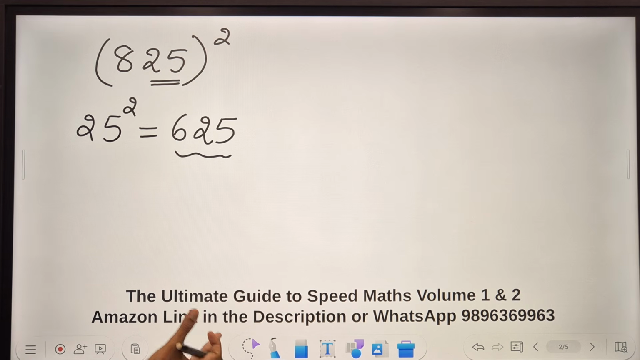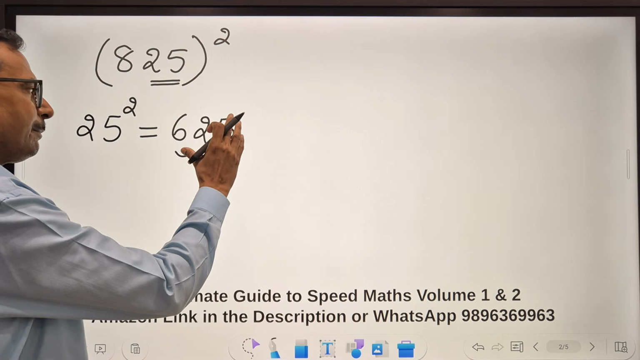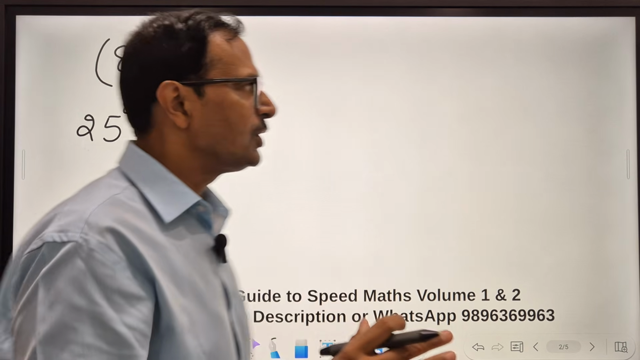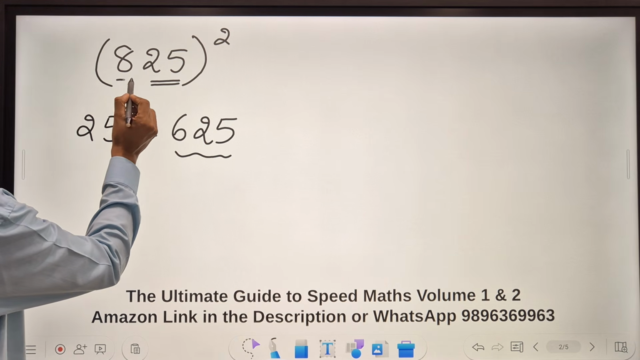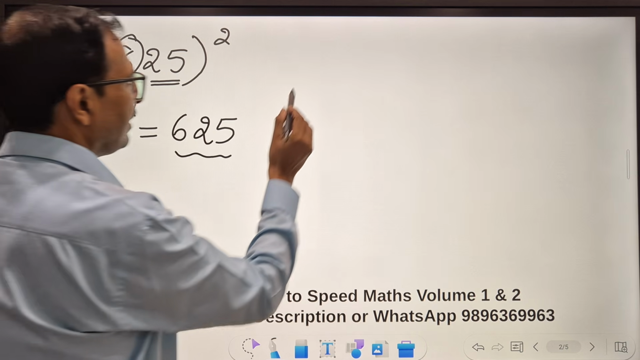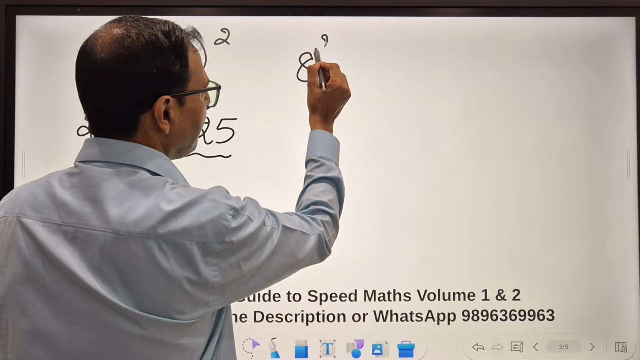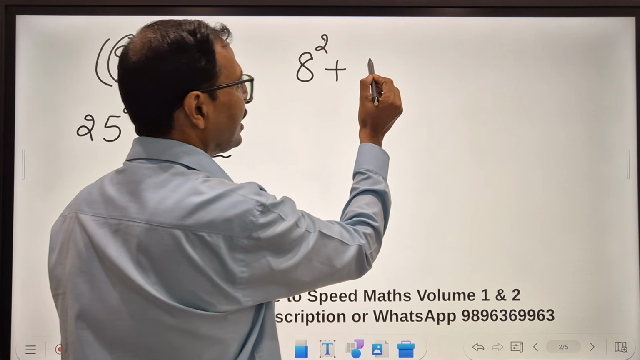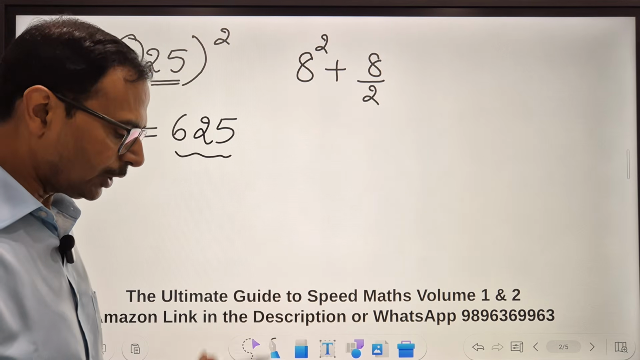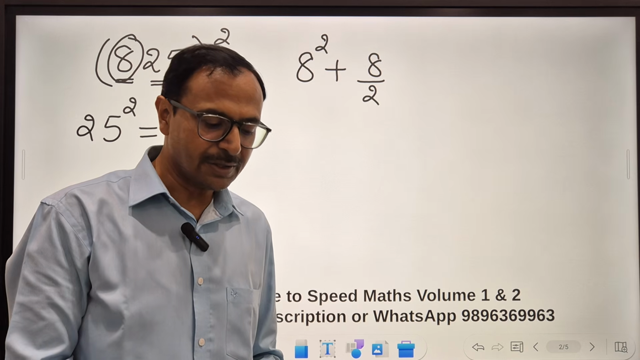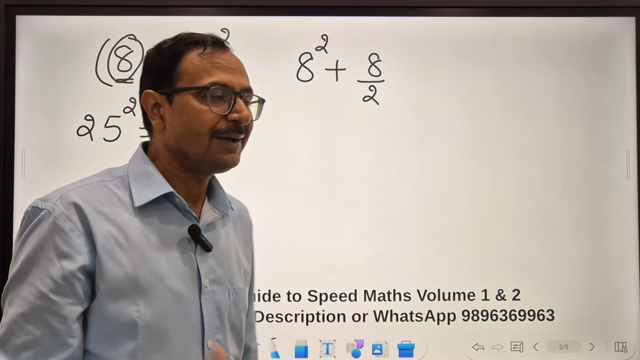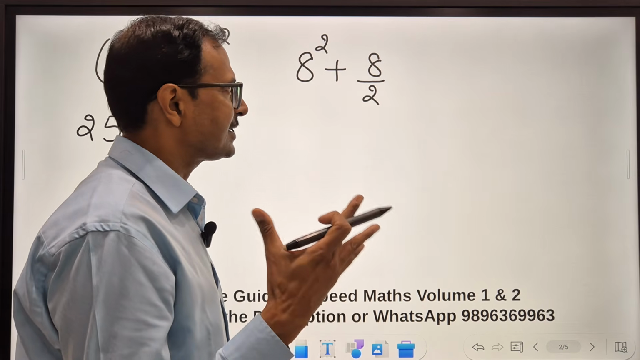Now the second part: what about the number preceding 625? That's what we are concerned with. So I will take the number apart from the 25 here. We have 8, and I will take 8 square plus half of 8, like this. Now this is the number I want, and after I get this number, we have to multiply this result by 10.